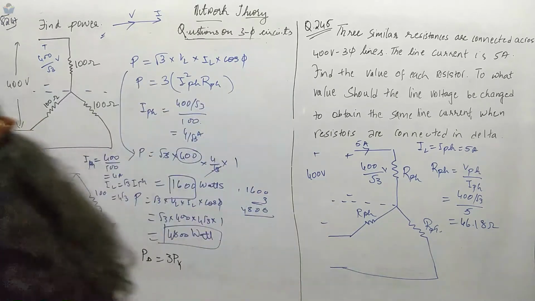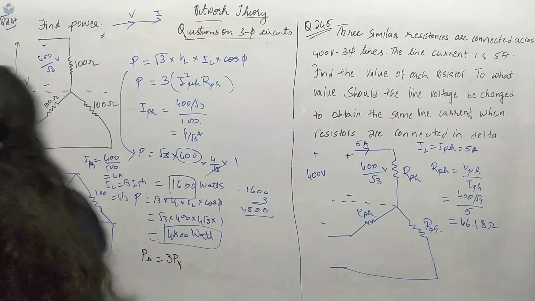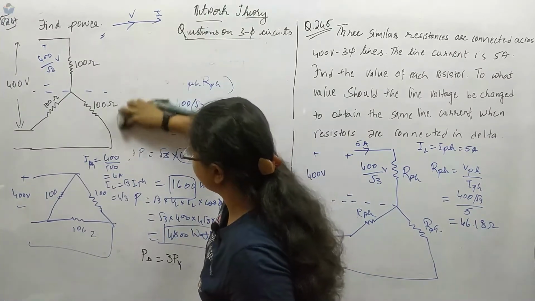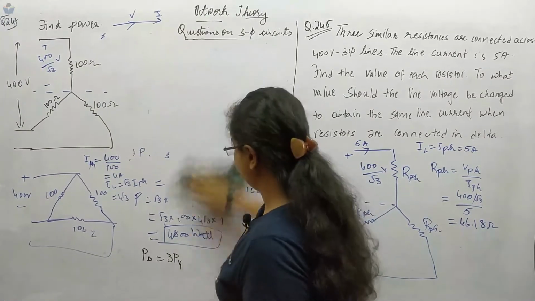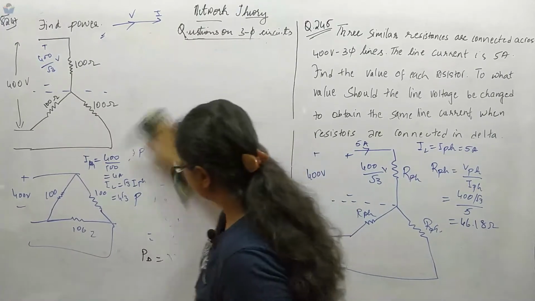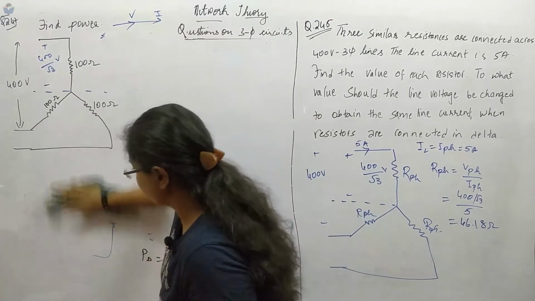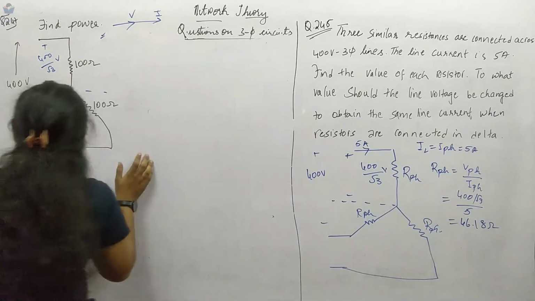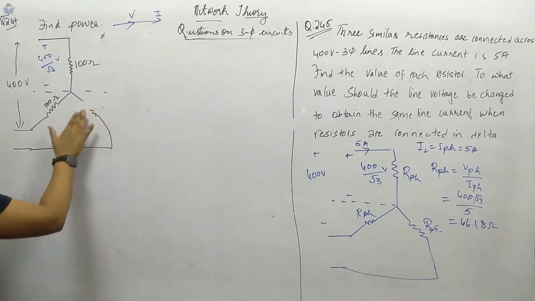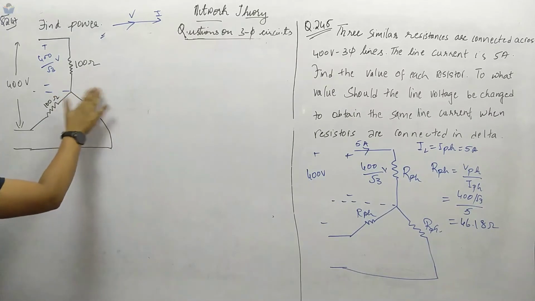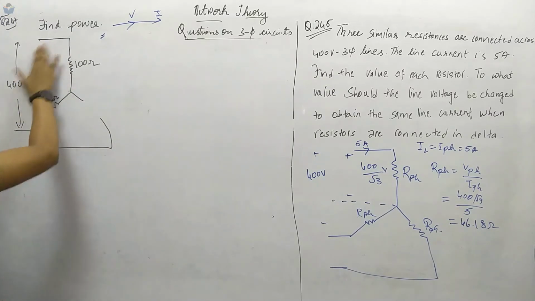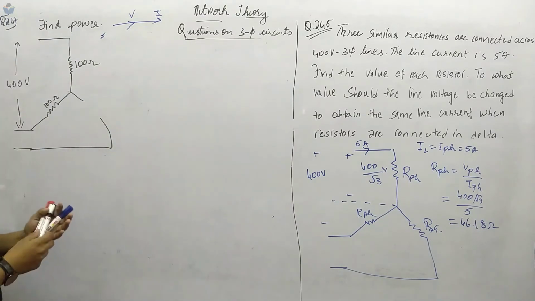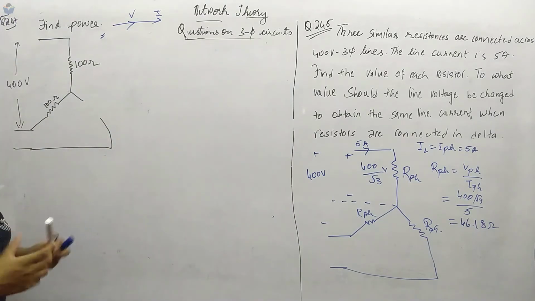Now we will remove one branch of the resistor. In this case we will remove one branch of the resistor, then we will see what the power will be when one resistor is removed from the branch. So when I remove this one, let me remove it this way. Okay, fine. We have to find the power. So there is no line voltage or phase voltage left.